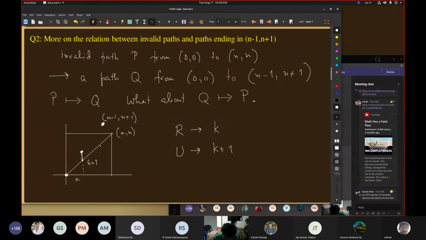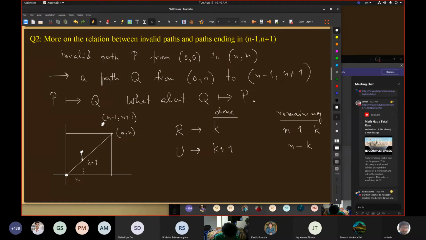There will be exactly n minus 1 right movements in total. So k movements are done, totally n minus 1, so what remains is n minus 1 minus k. And here I have to make n plus 1 upward movements in order to reach this point, out of which k plus 1 are done. So how many are remaining? n plus 1 minus k plus 1, which is n minus k.